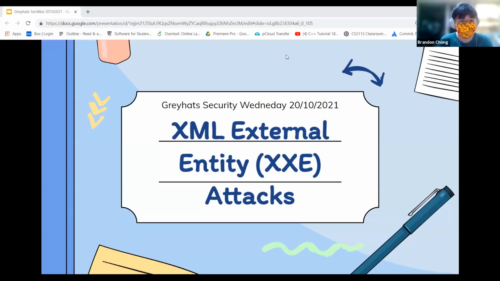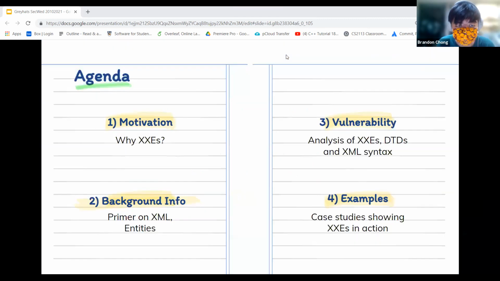Okay. So good evening, everyone. Today I'll be presenting on XXE attacks. This form of attack is based in the domain of web exploitation, so it's a little bit different from what the previous 3 speakers have been presenting on. So without further ado, let's get into it.